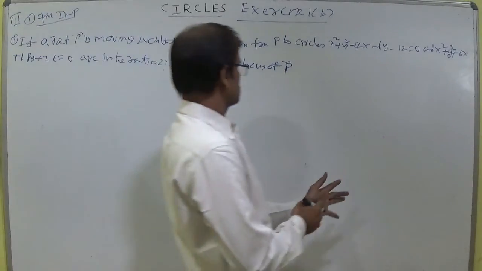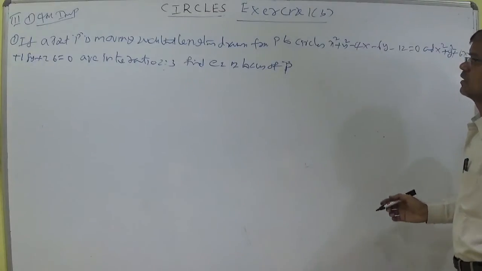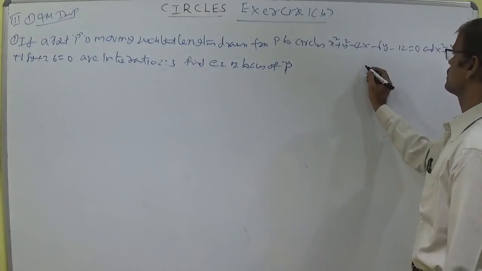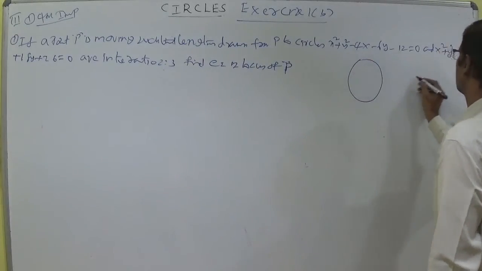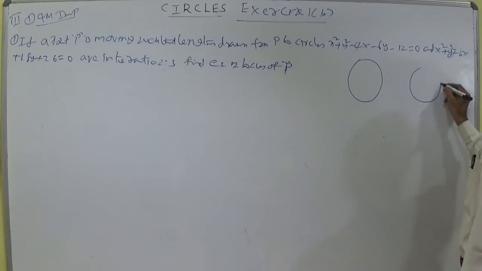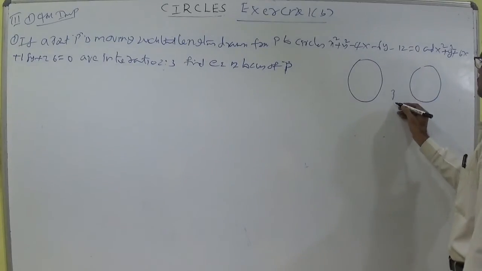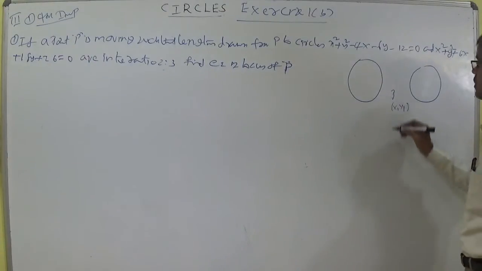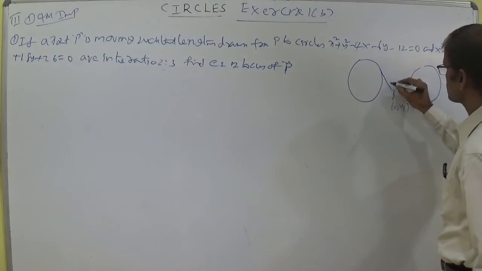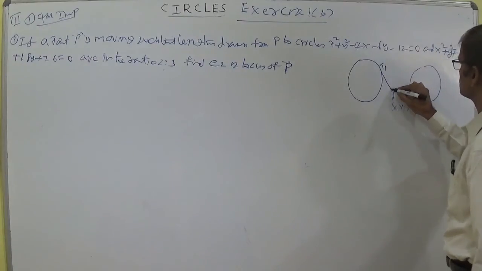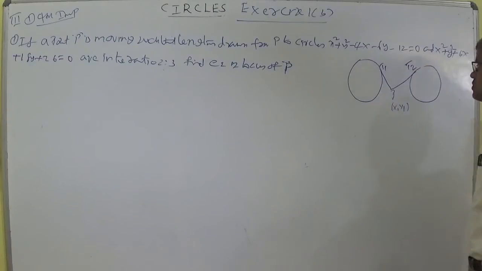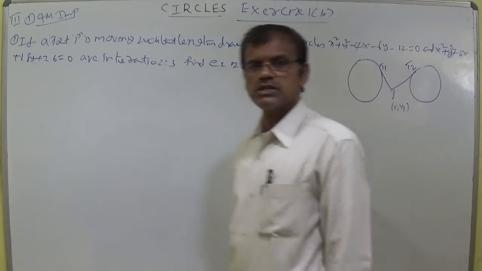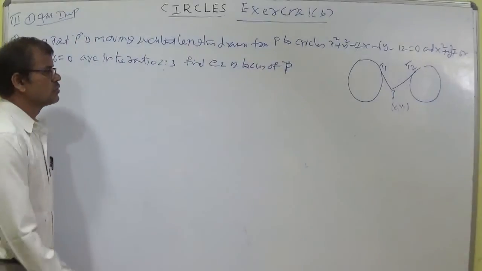Let us discuss this sum. If a point P is moving such that length of tangents, draw a circle like this and draw another circle like this. Put a point P here, let the point P be a locus point (x1, y1). Length of tangent to the first circle is PT1 and length of tangent to the second circle is PT2. So the ratio is given as PT1 by PT2 is 2:3.